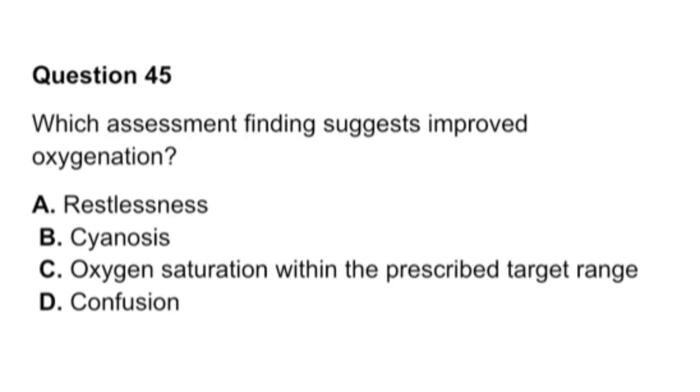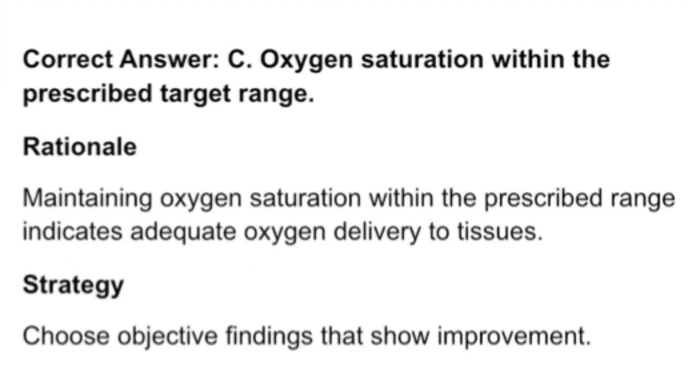Question 45. Which assessment finding suggests improved oxygenation? A. Restlessness. B. Cyanosis. C. Oxygen saturation within the prescribed target range. D. Confusion. Correct answer, C. Oxygen saturation within the prescribed target range. Rationale: Maintaining oxygen saturation within the prescribed range indicates adequate oxygen delivery to tissues. Strategy: Choose objective findings that show improvement.